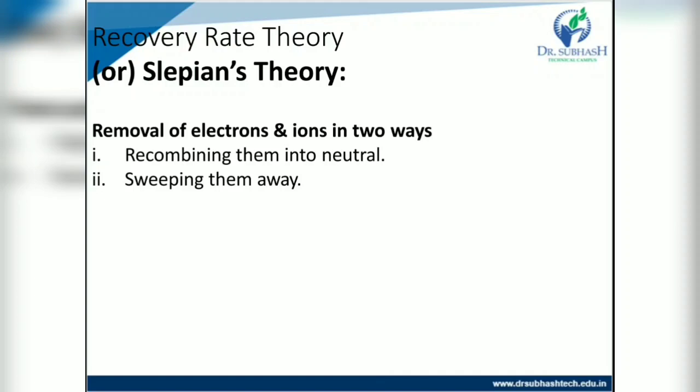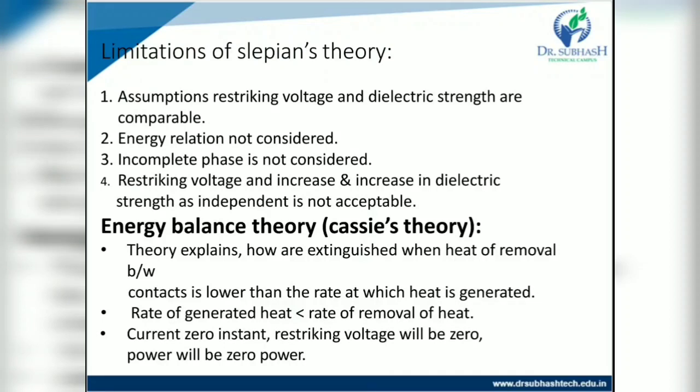So what is the limitation of Slepian's theory? The limitation of Slepian's theory is that it assumes restriking voltage and dielectric strength are comparable, energy relation is not considered, incomplete phase is not considered, and treating restriking voltage and increase in dielectric strength as independent is not acceptable.